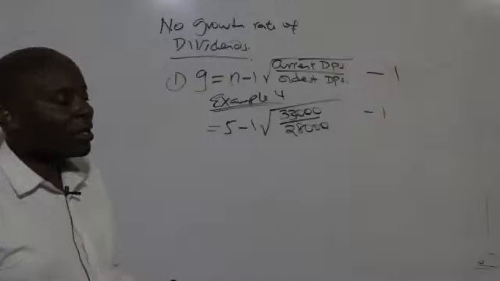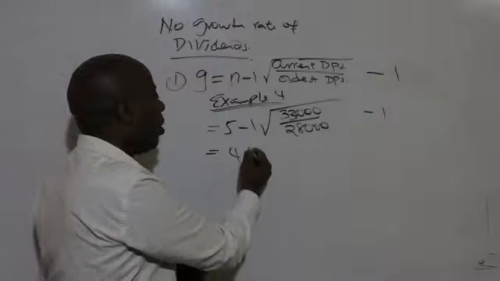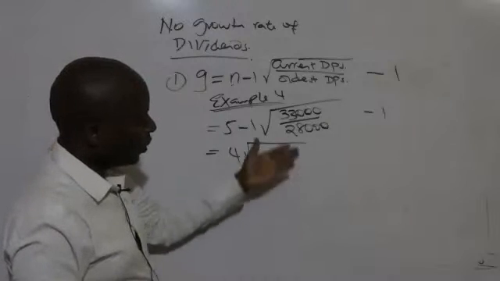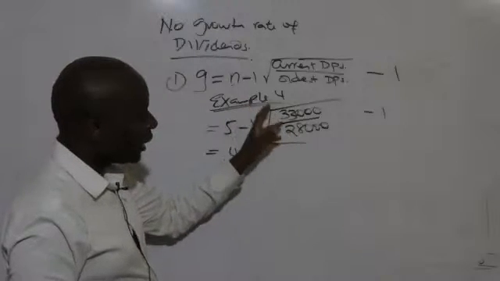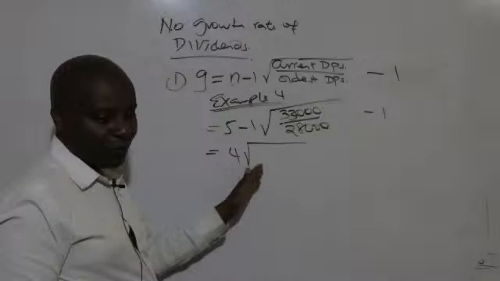And then at the end of the day, minus 1. So in short, this will be the fourth root of 33,000 divided by 28,000. Somebody give me this answer.